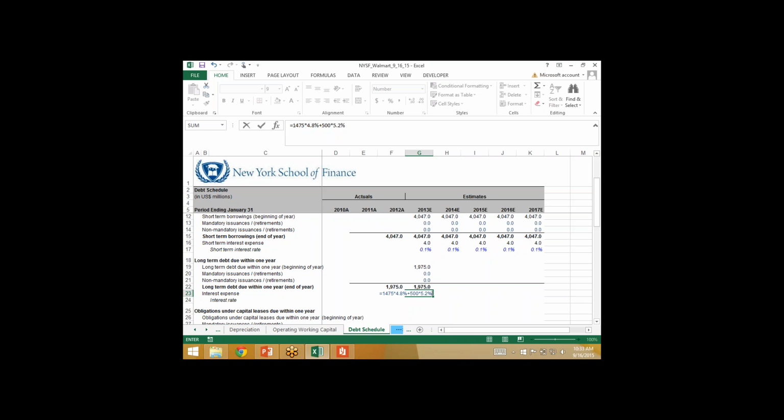1475 times 4.8 plus 500 times 5.2. It's basically 96.8. And I'm going to divide to get the implied rate. So they paid an implied 4.9% interest. Okay? Kind of see what I'm doing there?